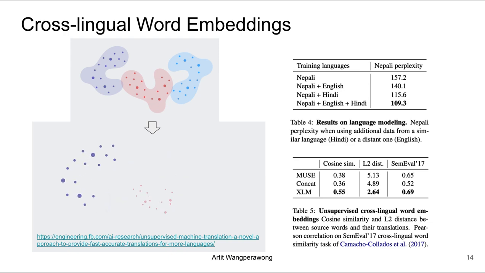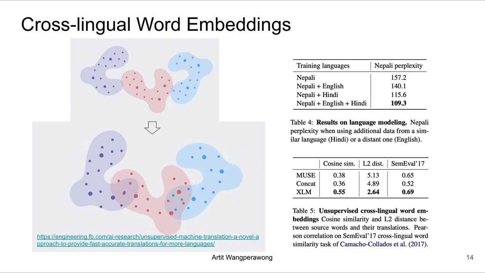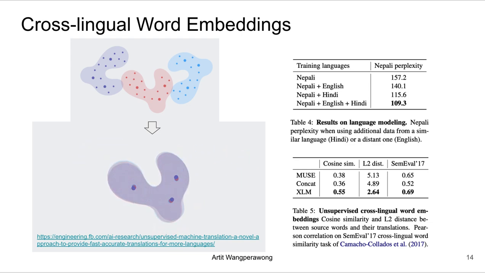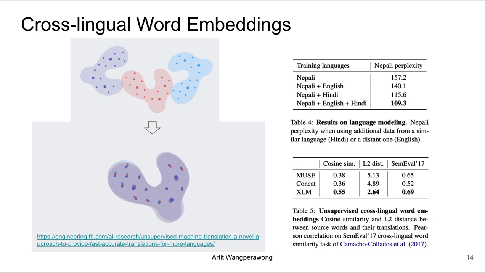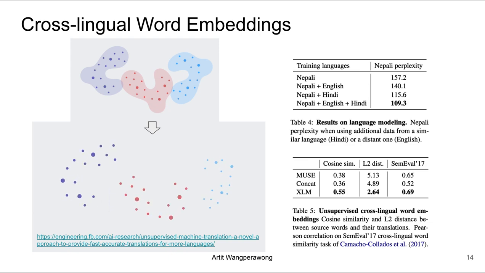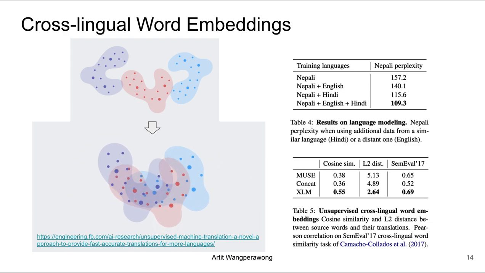So in the first row, if we just train a language model with Nepali only, the Nepali perplexity is 157.2. Now, perplexity measures how well a language model performs, essentially how well we can predict the next token in a language model. And Nepali is, again, a low resource language, so the perplexity is fairly high. A lower perplexity is better. Now, after we train it with Nepali, if we train it on English data, that perplexity for Nepali goes down.